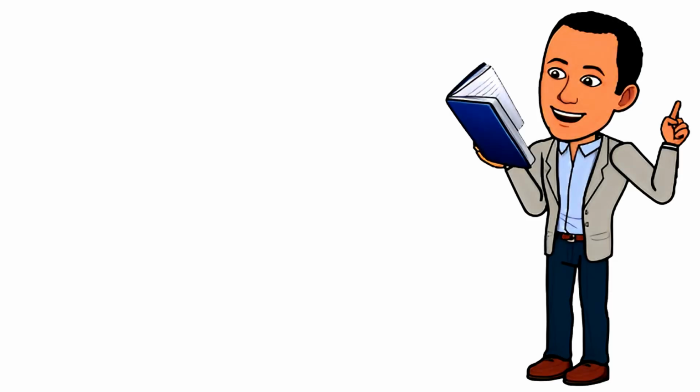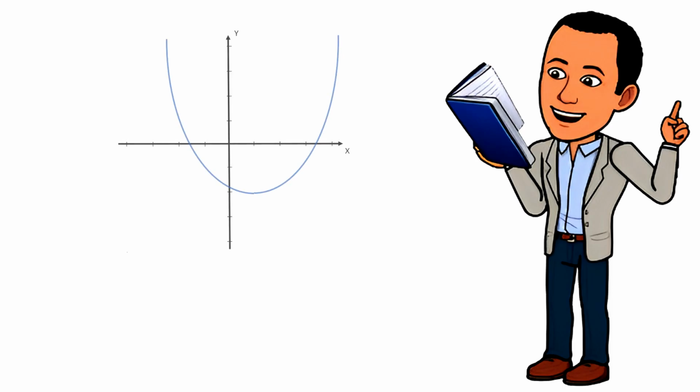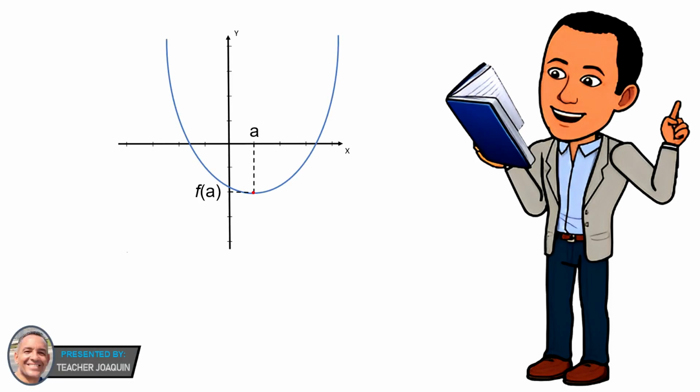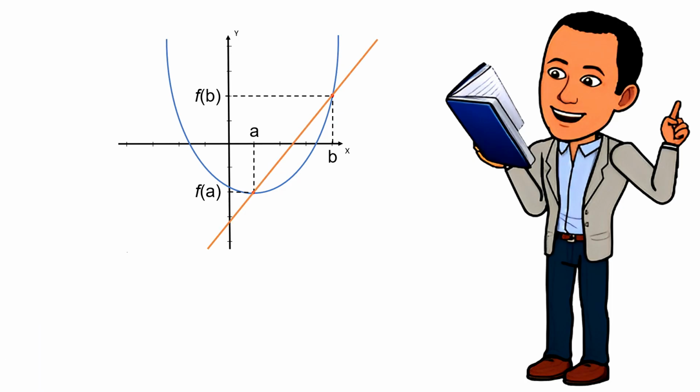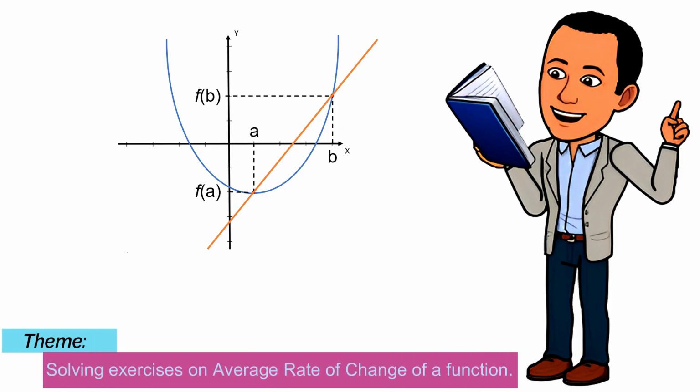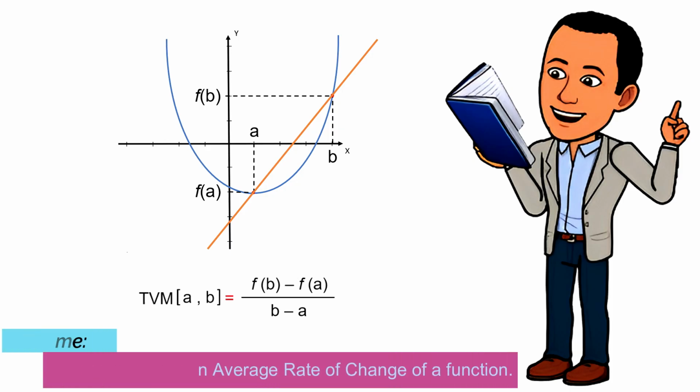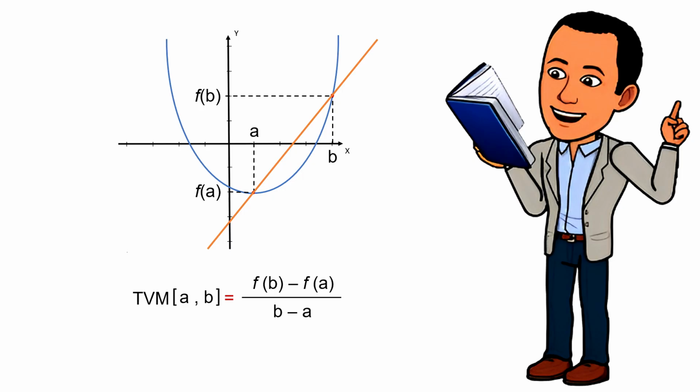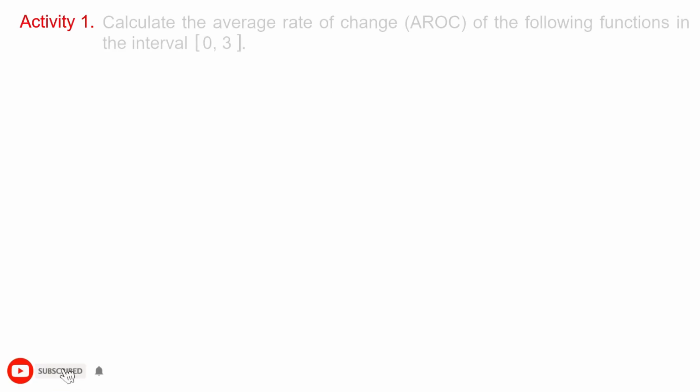To begin with, let's remember that the average rate of change of a function in a closed interval [a, b], which geometrically is the value of the slope of the secant line, is defined as the quotient between the difference of the function evaluated at the values of the extremes of the interval and the difference between those values. Having recalled the formula we are going to be using, let's see a first activity.